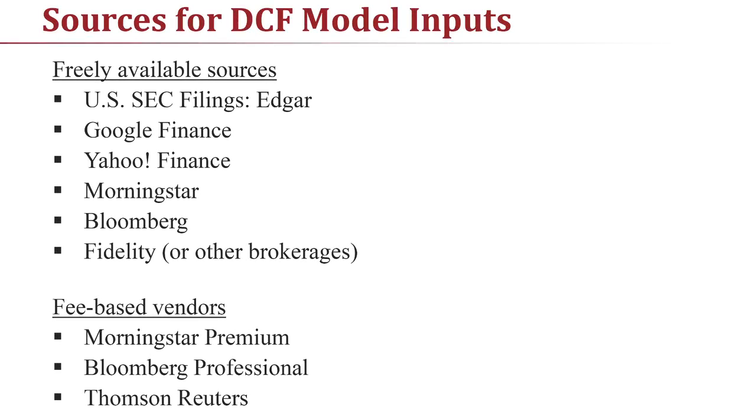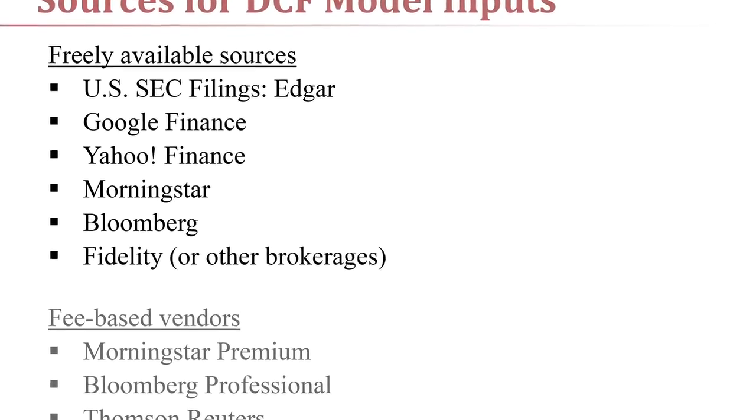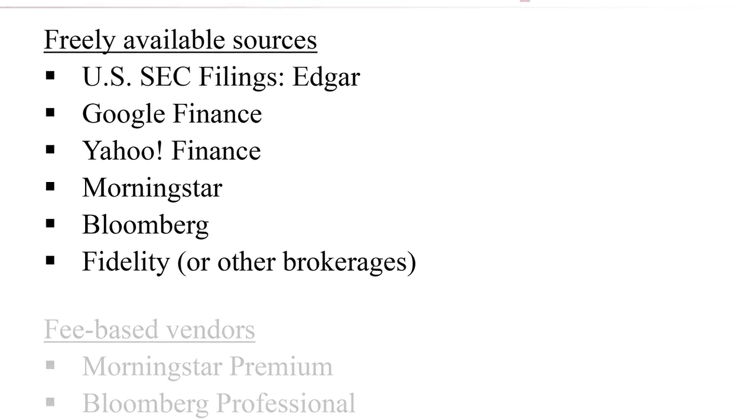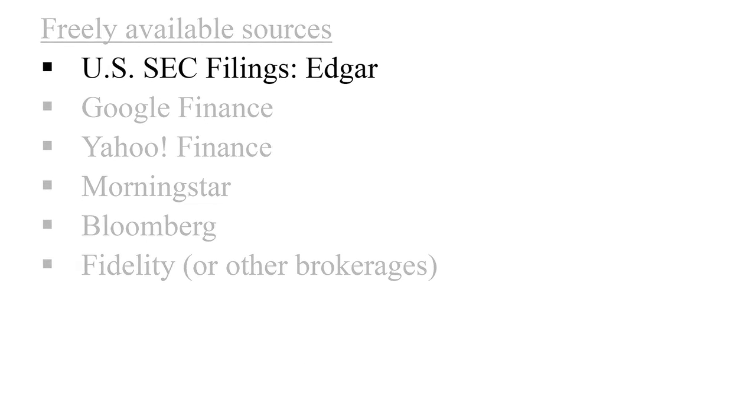We can find these inputs for real firms from various sources, some of which are freely available and some of which you can pay for. I've listed first the freely available sources, and I've started with the US SEC filings of the companies that are available through EDGAR. The reason I've listed this first is that ultimately, this is where all data comes from. The data originate with the firm. The firm makes the data public through filing them with the SEC. All other sources really get the data from that primary source, the US SEC filings.